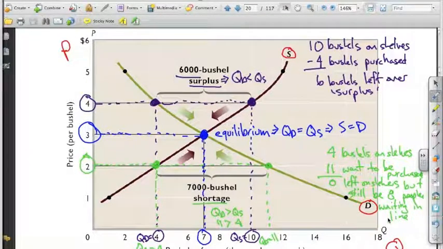So a surplus is when you have extra goods, and a shortage is when you have extra people. If you have extra people waiting around, then all the goods are gone. It's a shortage because they're short on goods. Whereas a surplus is when they have an extra amount of goods, or too many of them.